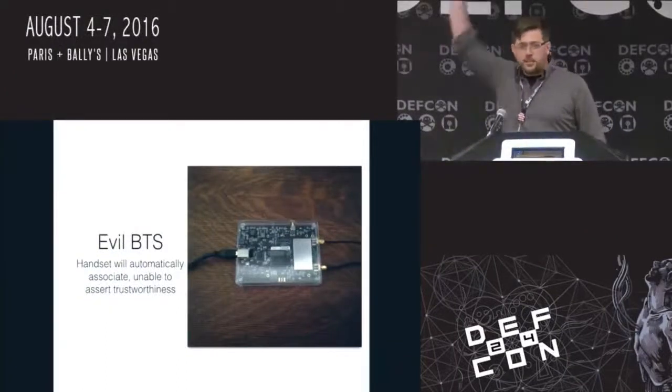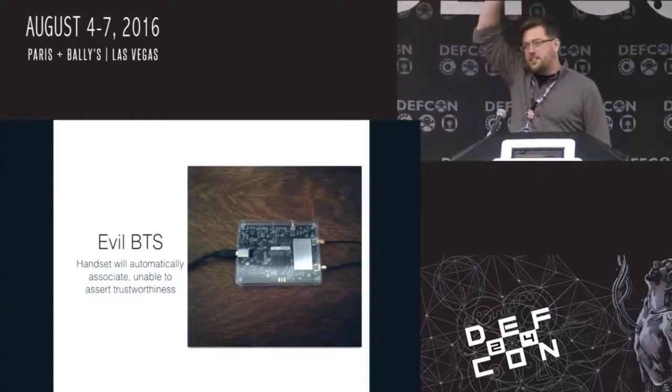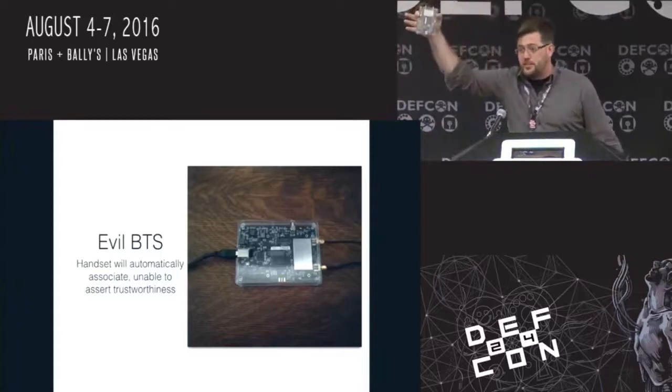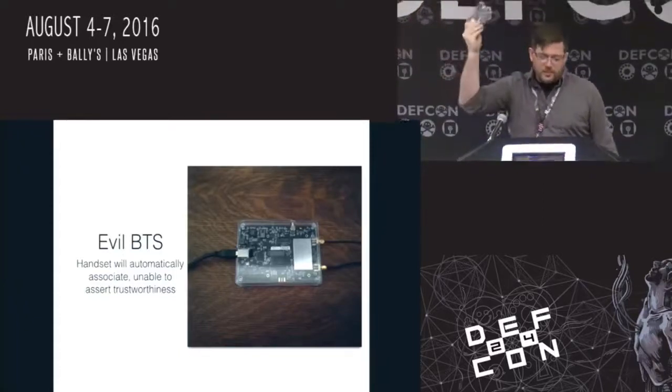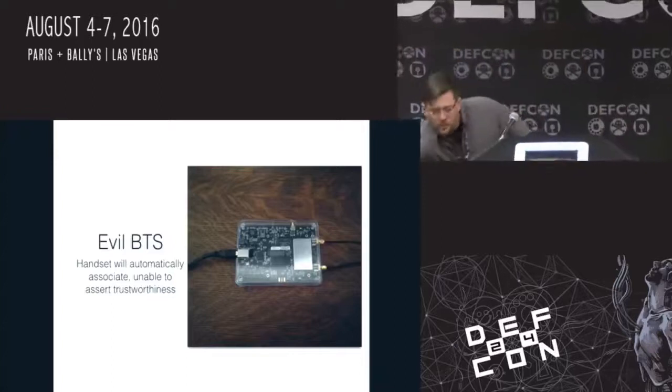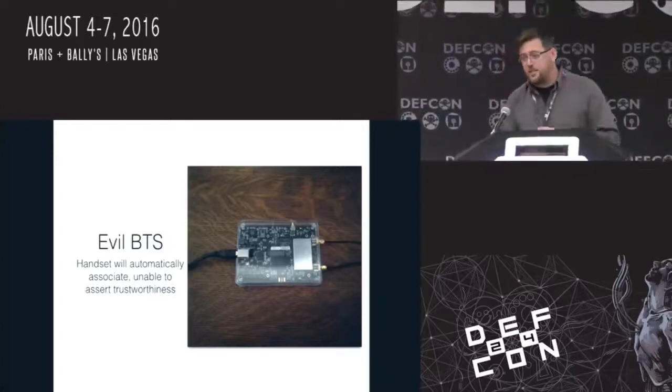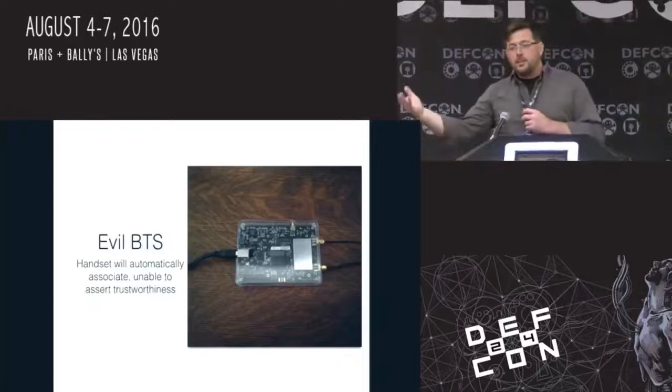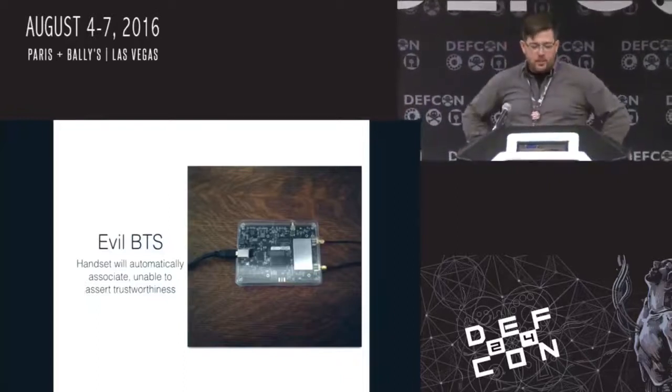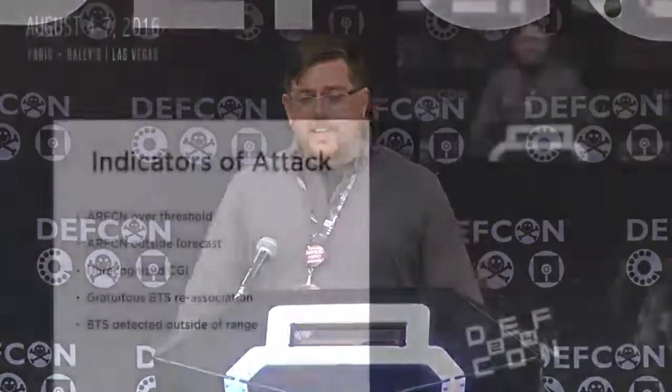And, ham hands for scale, this is the size of the SDR that's necessary to build one. You can kind of see how this could fit in your ficus, right? And that's the largest device in the system. That, coupled with a Raspberry Pi 3, and you can build an Evil BTS and record phone and SMS traffic. Again, this is the same case with the femtocell. Your phone doesn't know if it's good or evil. It's just going to try and talk to it. That's a GSM thing.